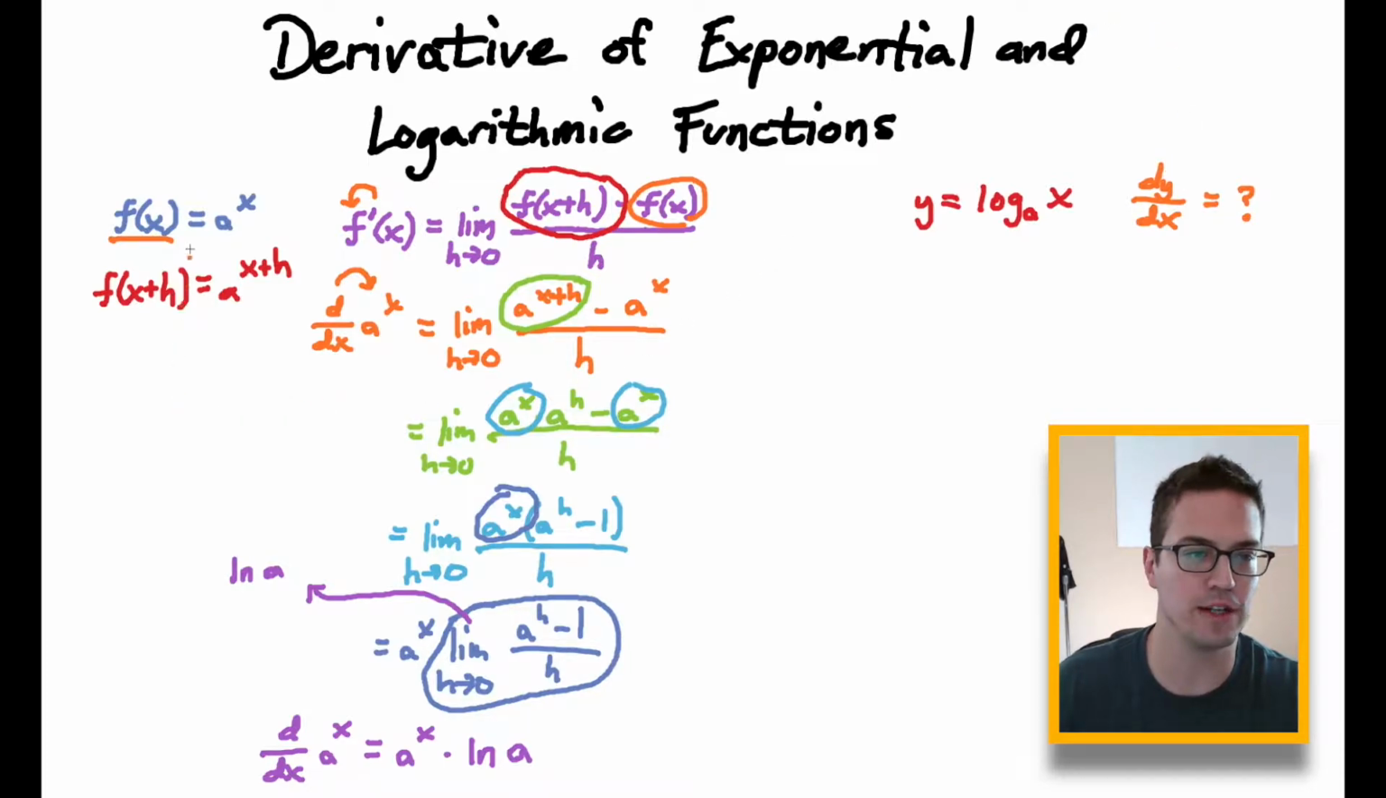That's the whole goal of this. Just like before, we were trying to find the derivative of the exponential function. Now we're trying to find the derivative of this logarithmic function right here. So dy over dx is what we're looking for.